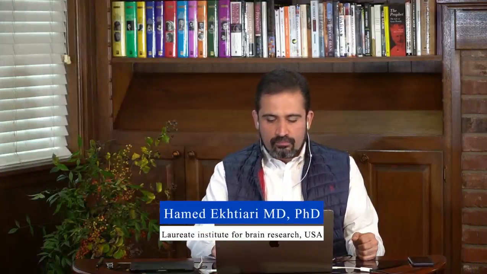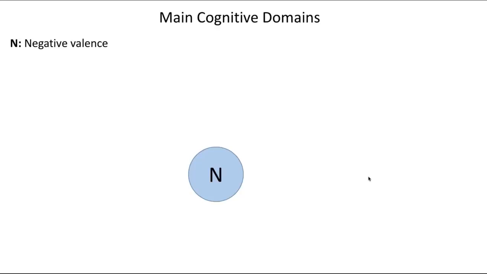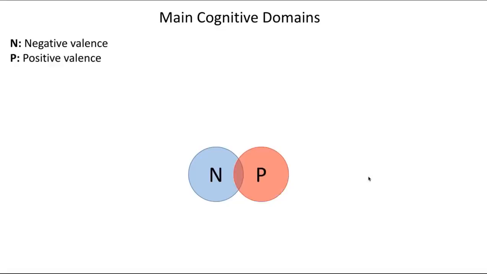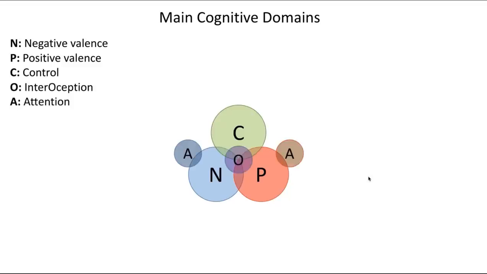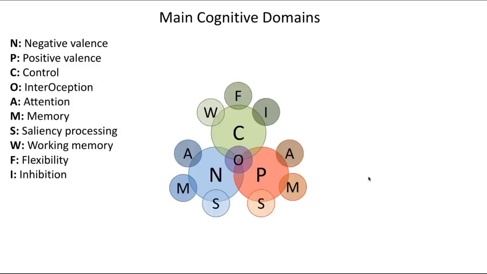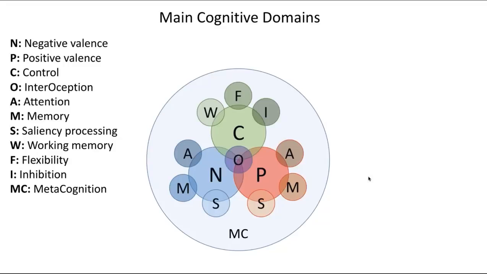Trying to follow what we have been discussing in terms of the different dimensions of emotions. If you remember, as we have been discussing different models of describing main cognitive domains in the human brain, we discussed the model that we have been following and expanding: two major dimensions, negative valence and positive valence, control, and then interoception, attention, memory, saliency processing, working memory, flexibility, inhibition, and what we call metacognition and social cognition, insight, and putting them together.